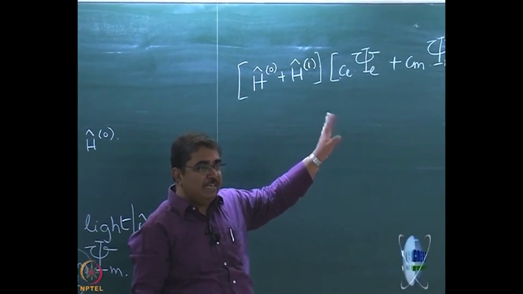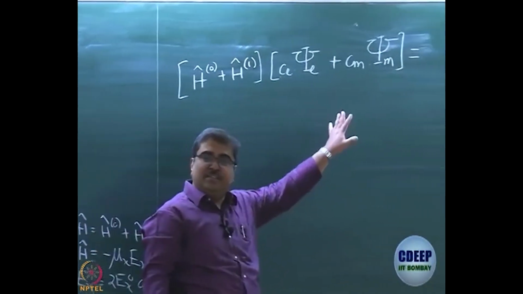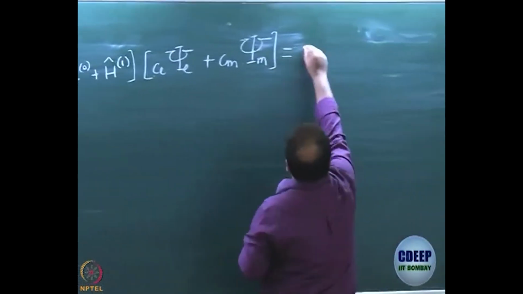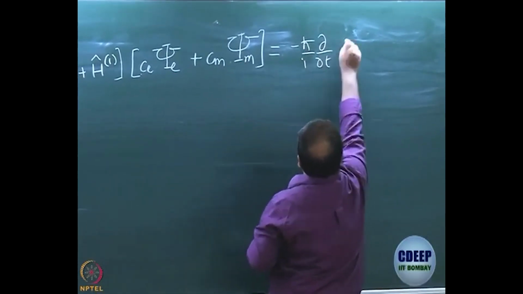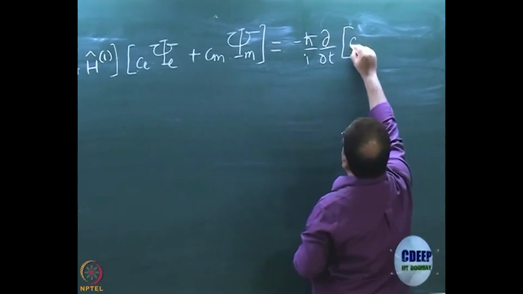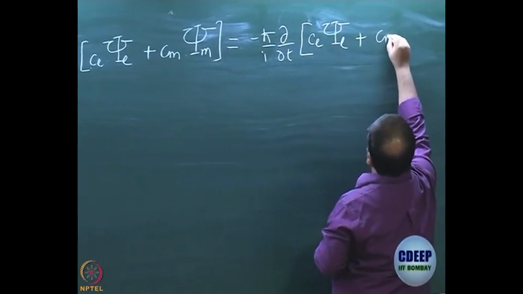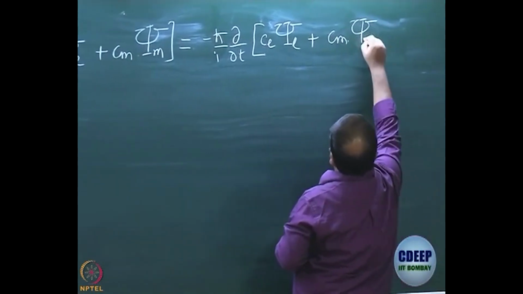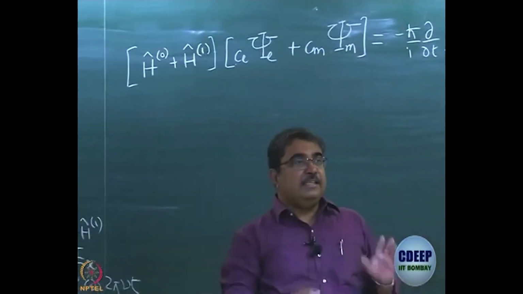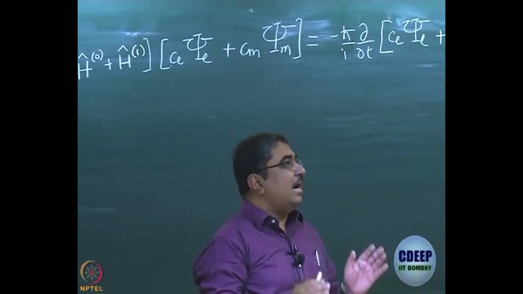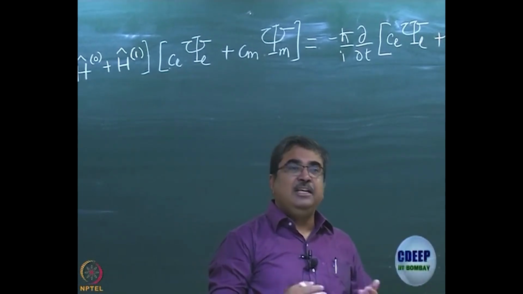Minus h cross by I multiplied by del del t of this whole thing, minus h cross by I del del t of Cl capital psi L plus Cm capital psi M. And before proceeding further, we need to remember one thing, that this Cl and Cm, these coefficients are functions of time. Okay? These coefficients are not independent of time.